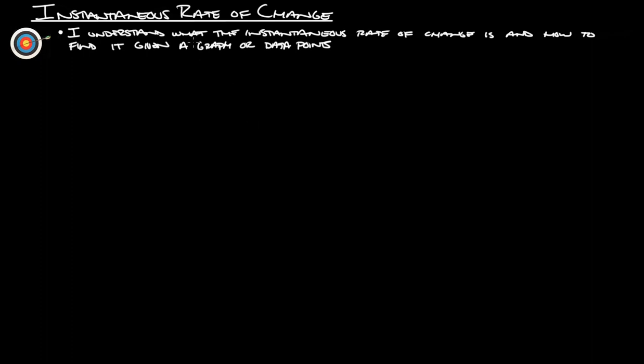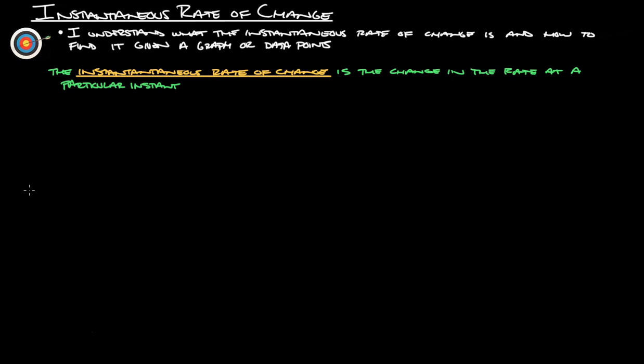I'm going to take you through the notes on instantaneous rate of change. After this, you should be able to say, I understand what the instantaneous rate of change is and how to find it given a graph or data points. Okay, so first things first, the instantaneous rate of change is the change in the rate at a particular instant.